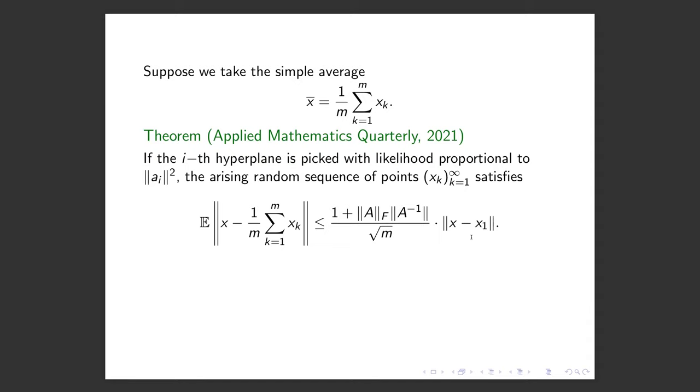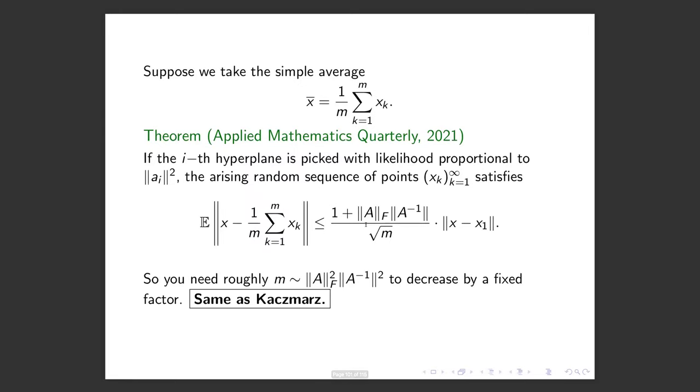Now, it turns out you're going to say square root of m is horrible. I agree, square root of m is horrible. And I do not propose running this method for m very, very large. I propose running this method for roughly this amount of steps, because if you do this, then this is going to be a factor 1/2, and you've decreased the distance to your solution by a factor 1/2. And then you just take that average and you start again. You do it again for this number of steps.